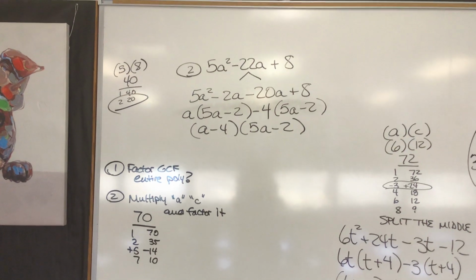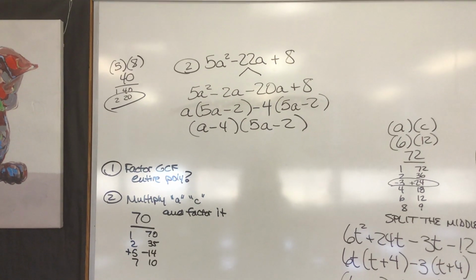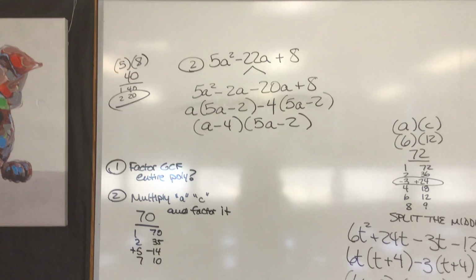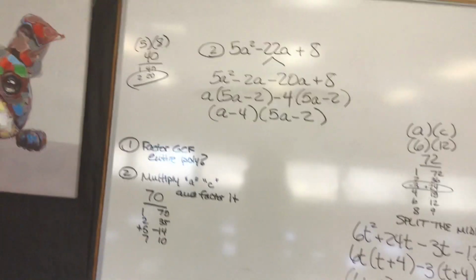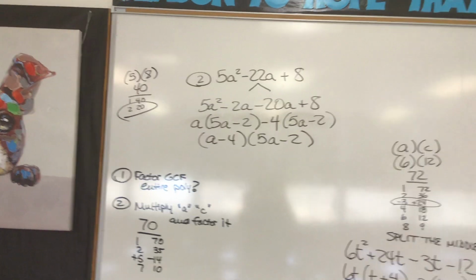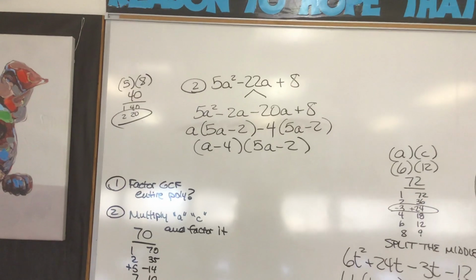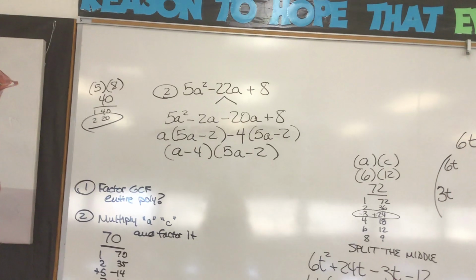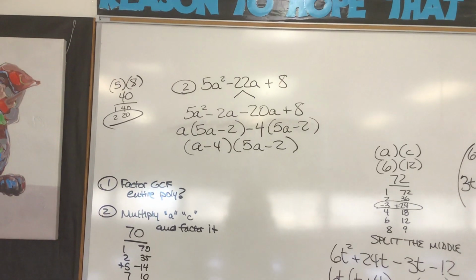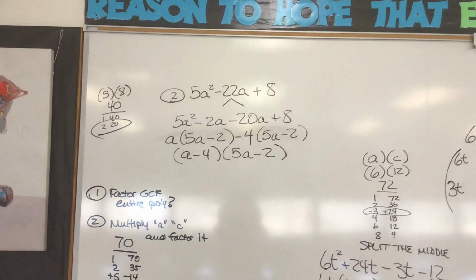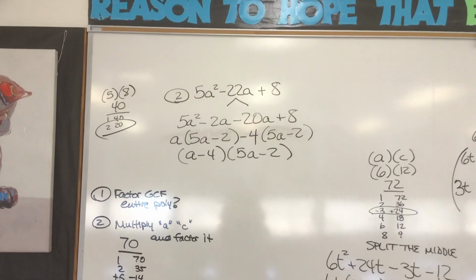So what we're going to do here is split the middle term. In this case, it's negative 22a. We're going to split that middle term into 2 terms, and then we're going to factor by grouping. So the question is, how do I know what to split negative 22a into, right?